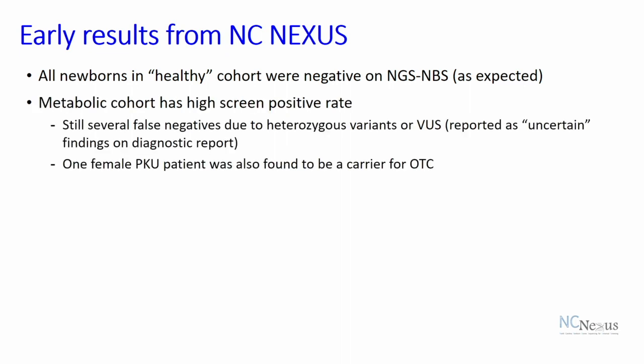The metabolic cohort, fortunately, had a very high screen positive rate, meaning that we were able to identify positive results for the PKU patients and MCAD patients and so forth. But there were still several false negatives, and part of that was due to variants of uncertain significance that wouldn't have met our threshold for calling out as a positive screen, or heterozygous pathogenic variants where we didn't find the second allele. And this points to some of the deficiencies of genetic testing for metabolic conditions, in the sense that the metabolic analytes themselves are much closer to the phenotype and therefore perhaps a better thing to screen for.